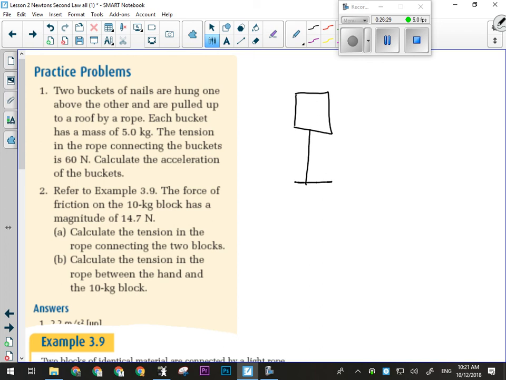I've got two 5-kilogram pails. They're connected and they're being lifted by some unknown force above them both. Now, the question tells me that the tension in the rope that connects the buckets is 60 newtons. So that represents a 60 newton force upwards on the bottom pail. Everybody okay with that? What force is pulling down on the bottom pail? Gravity. Can I calculate how big gravity on the bottom pail is? Yep. So I can go 5 times 9.81.